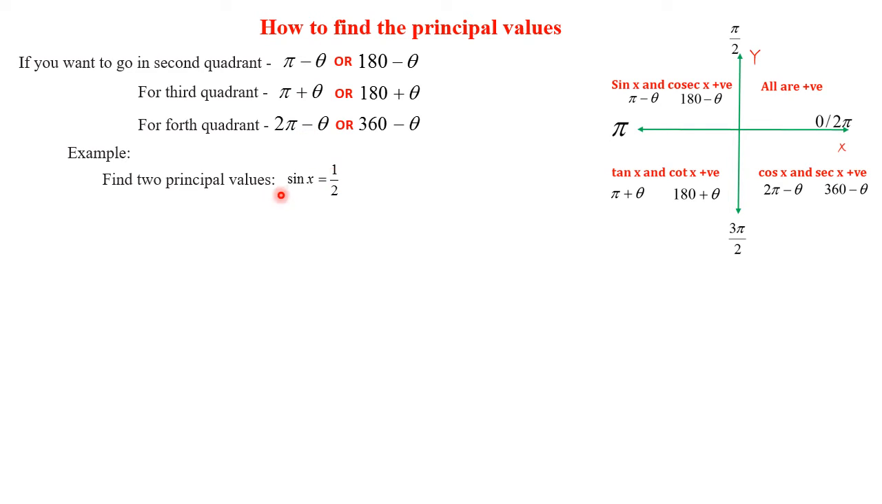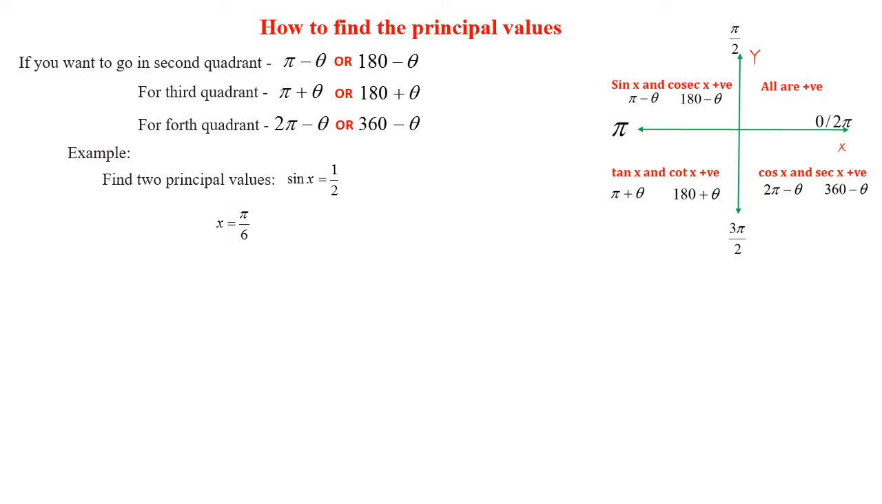Sin x is equal to 1 by 2. The same previous example we are taking. We want to go for two principal solutions, or two principal values. The first one we have already calculated before. For a particular angle, sine of that angle is 1 by 2. We know that it is pi by 6. So x is equal to pi by 6 is one solution.